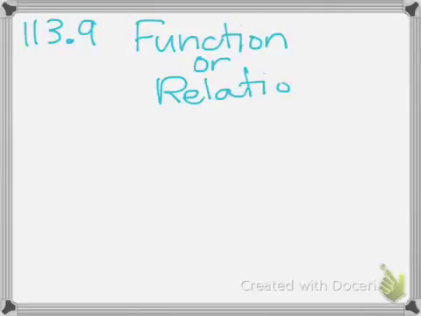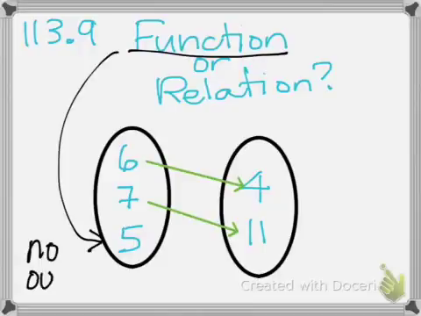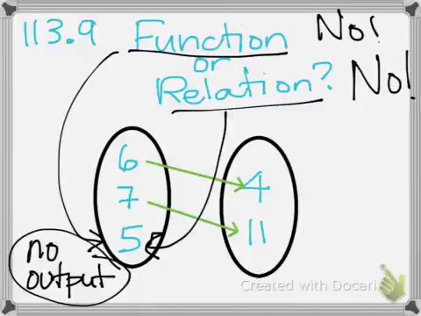And our last one, is this a function or a relation? We have a domain, but what we need to know is for every input, is there one and only one output? Well, we have this number 5 here. There is no output for 5, so it's not a function. And the same thing goes for a relation. We have no output, so it is not a relation either. For a function or a relation, you need an output with your input.